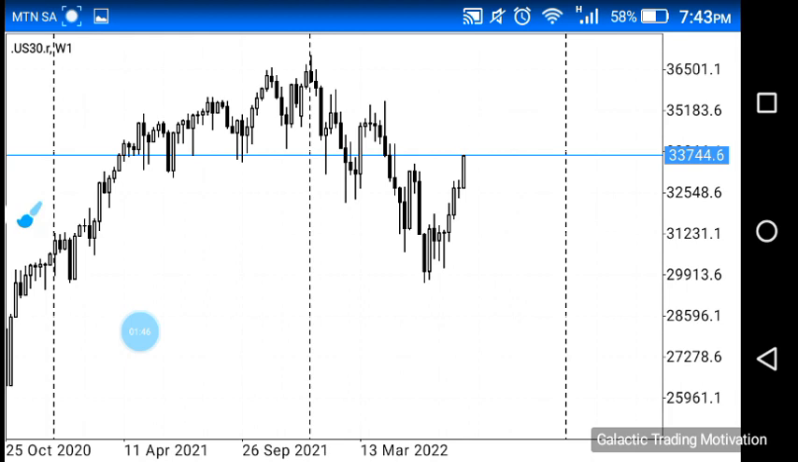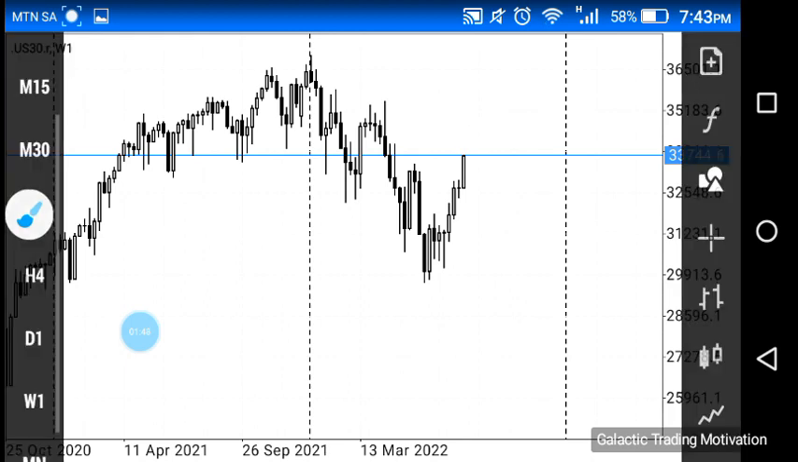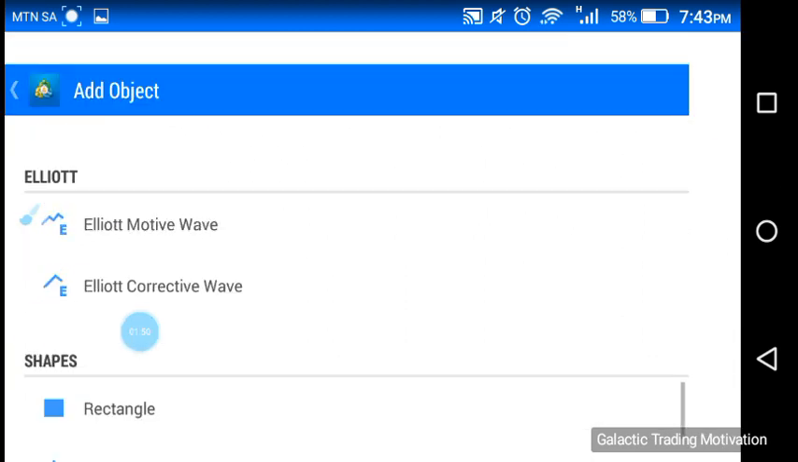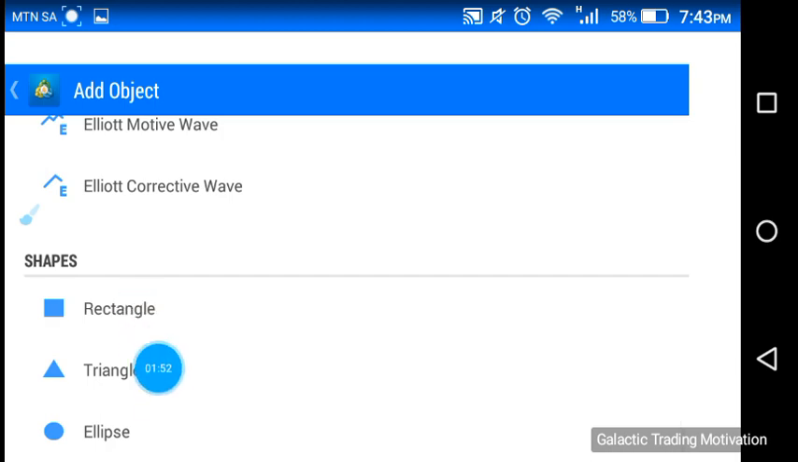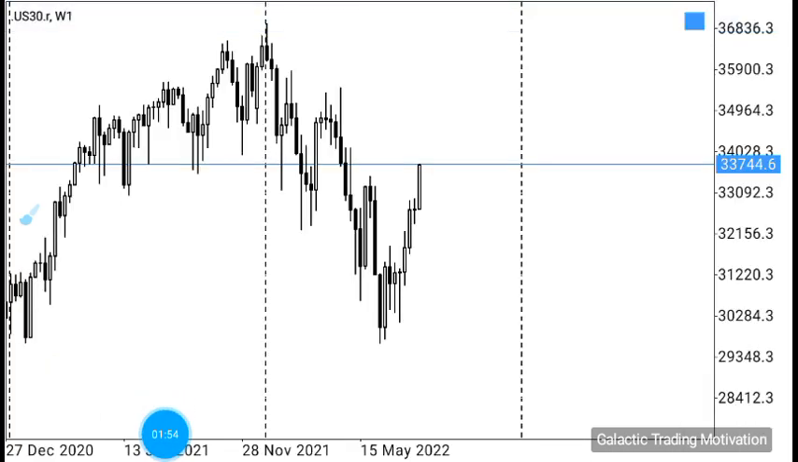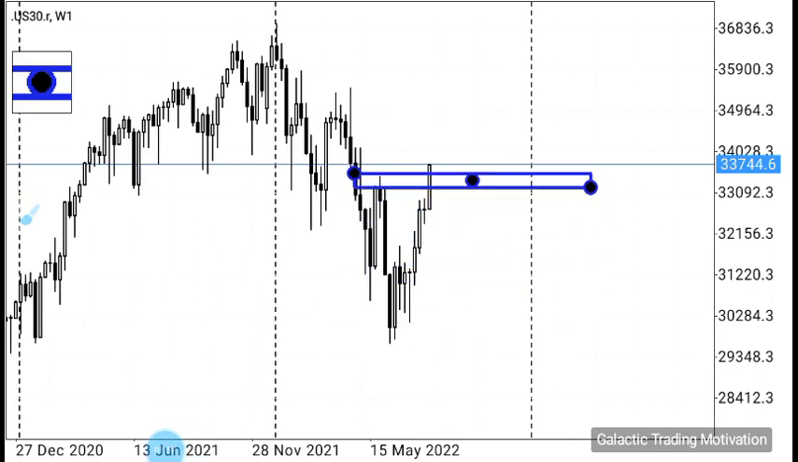Yeah, so what I'm going to do now is just add a neckline to that W structure. Just bear with me. So there goes our neckline, right?